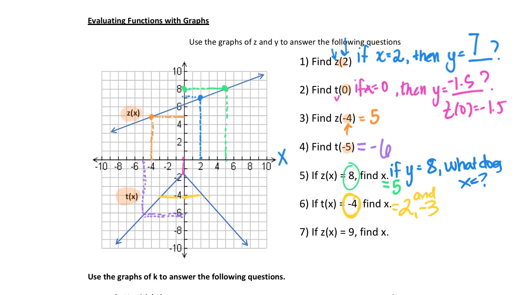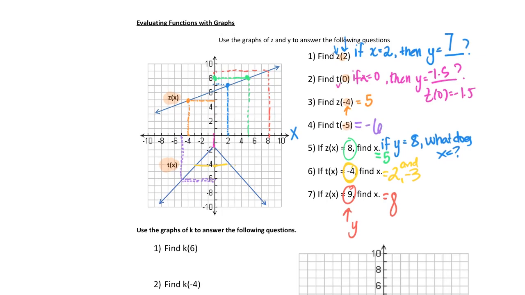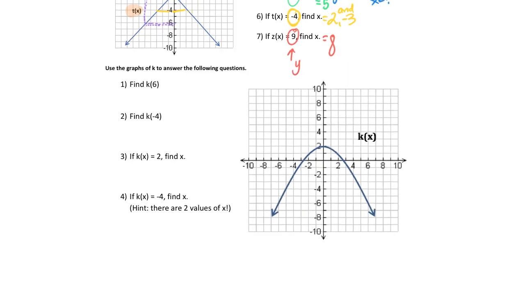And our last one, let me try to find a totally different color. If we have z of x equals 9, that is your y value. So go up to when y is 9, go over to your graph, and then go down on the x-axis. You should get 8. I want y'all to try out the problems beneath there using that parabola.